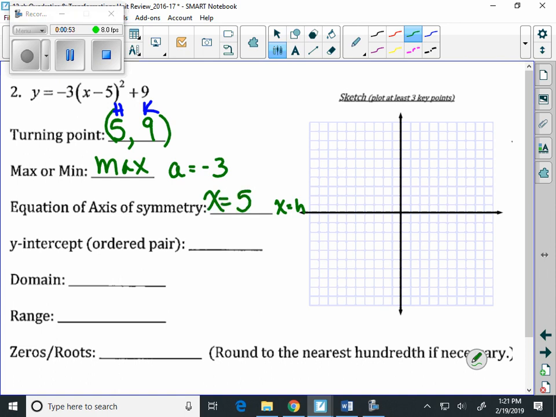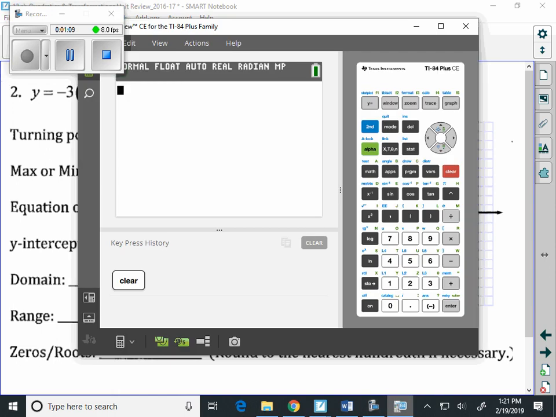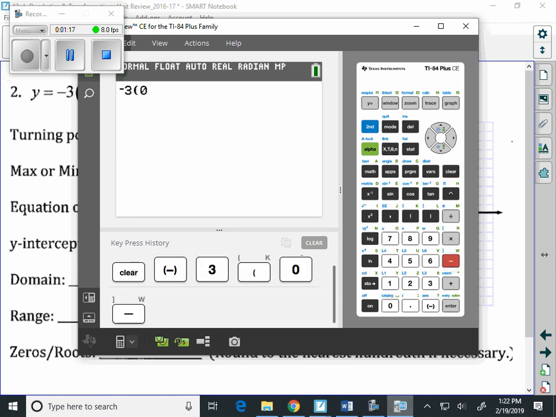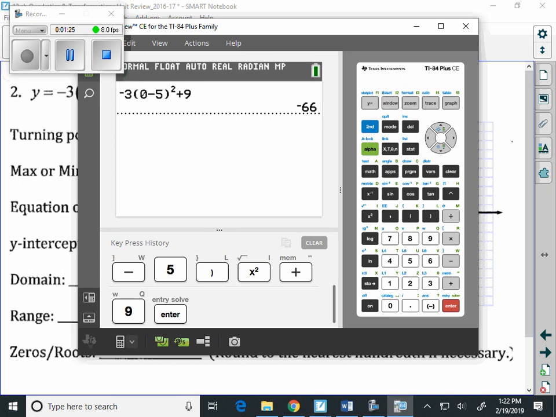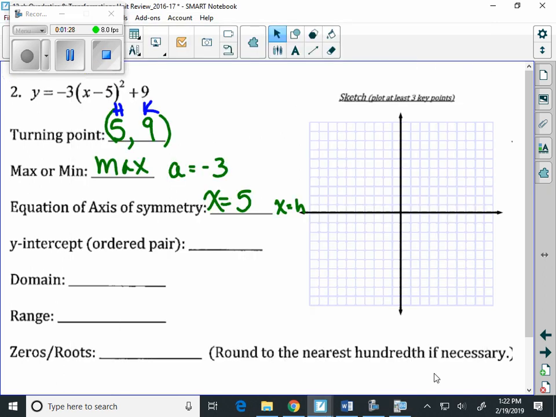To find the y-intercept, what we're going to do is put 0 back into that equation wherever we see x. So in fact, we can take out our calculator and just type in negative 3 parentheses 0 minus 5 squared plus 9, and that's going to give us our y-intercept of negative 66. It's going to be 0, negative 66.